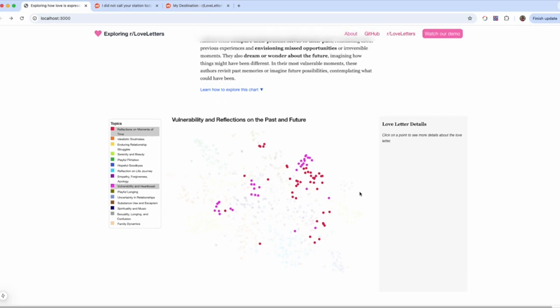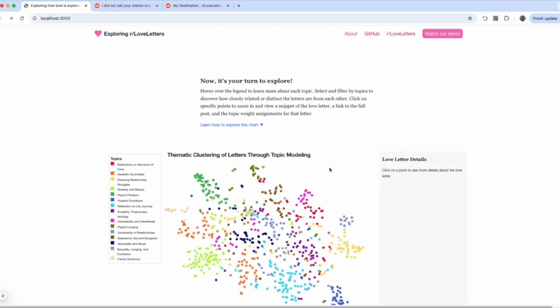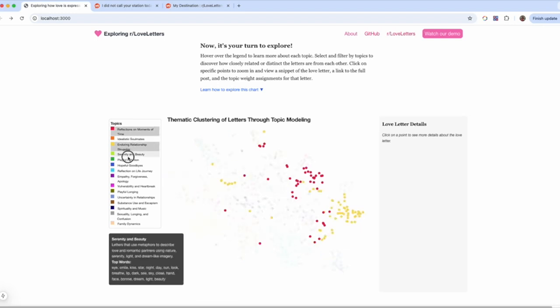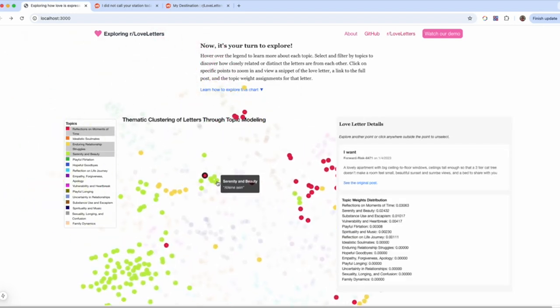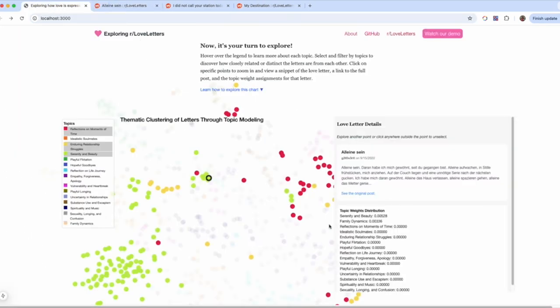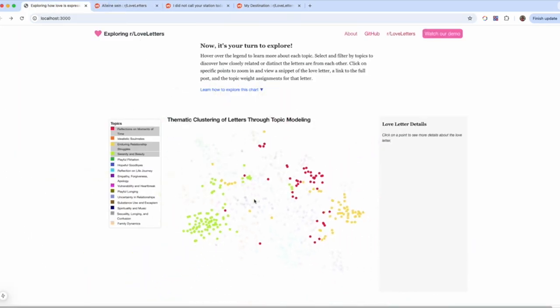And then here you can also see that time is very closely related to vulnerability. And to explore this visualization, you can hover over the topics to learn more about them, filter by the topics, also zoom in and learn about each post, seeing the original post, but also the different topic weights and the distribution within that letter.